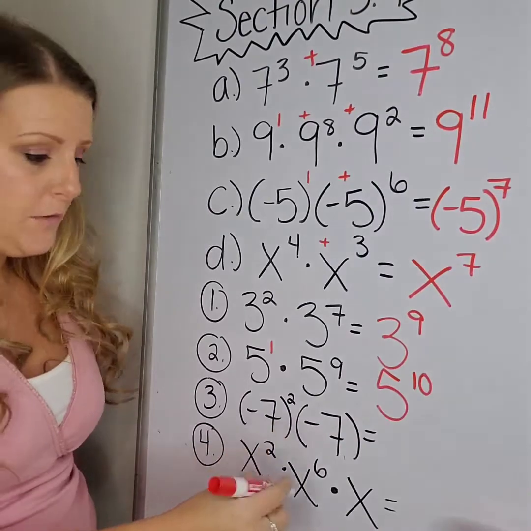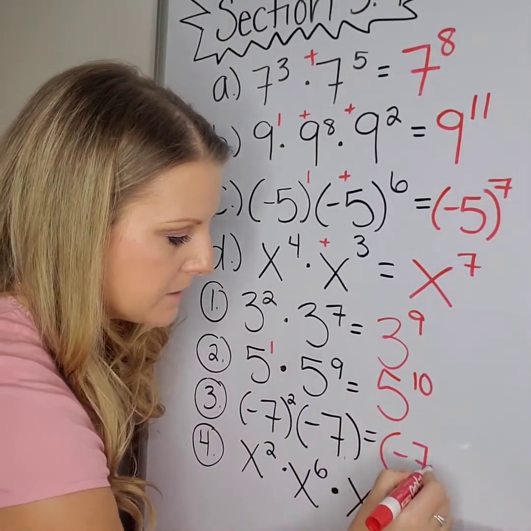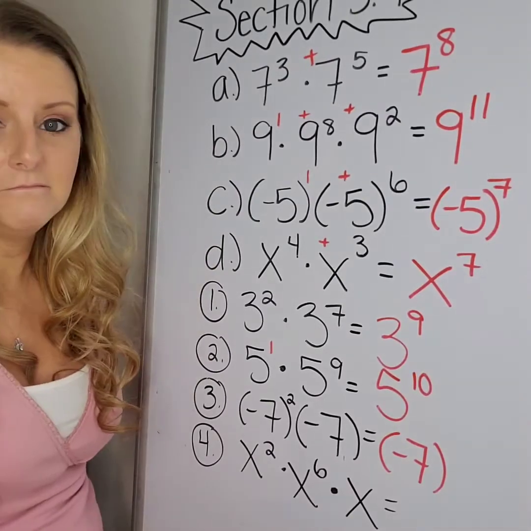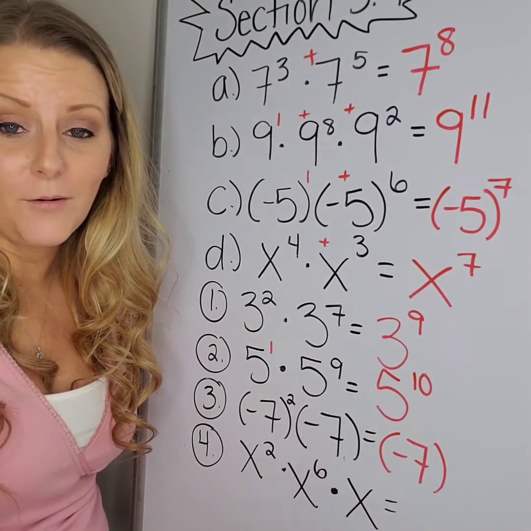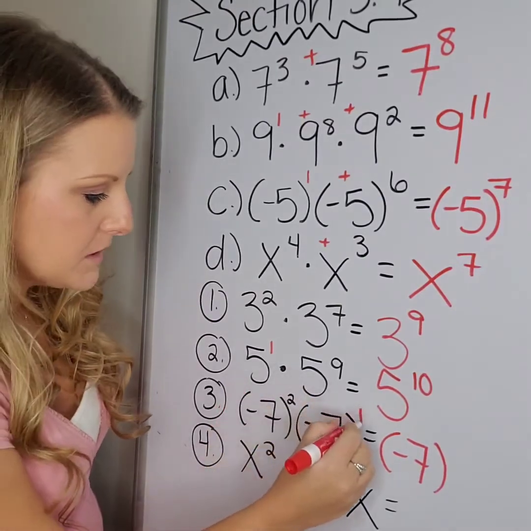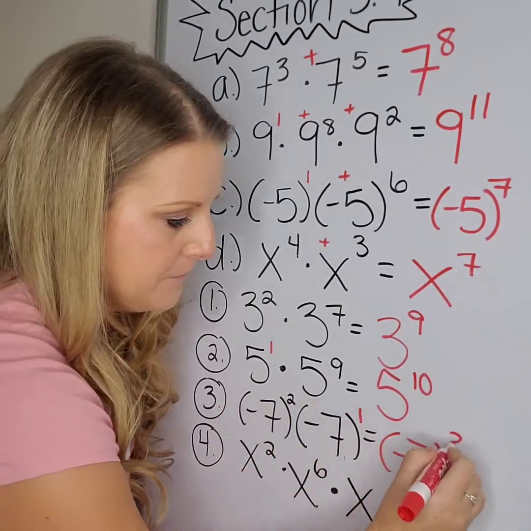It works the same way with negatives. We're going to keep it wrapped in a parenthesis, though, anytime we have negatives. And then we're going to add 2 plus 1 that's missing is 3.